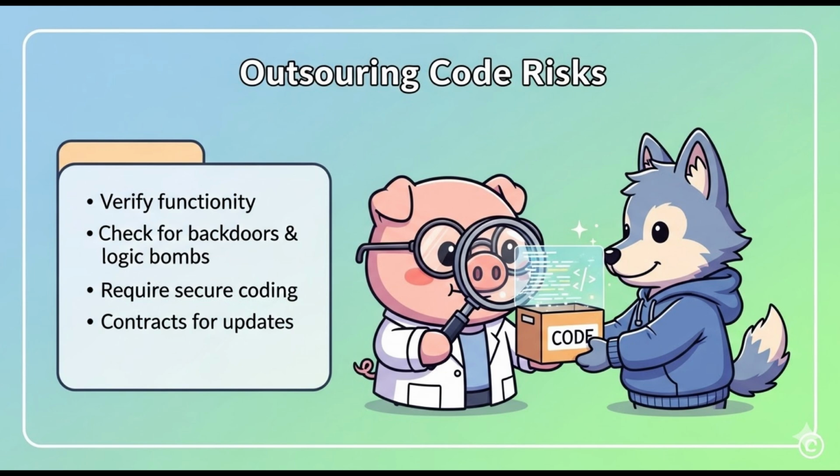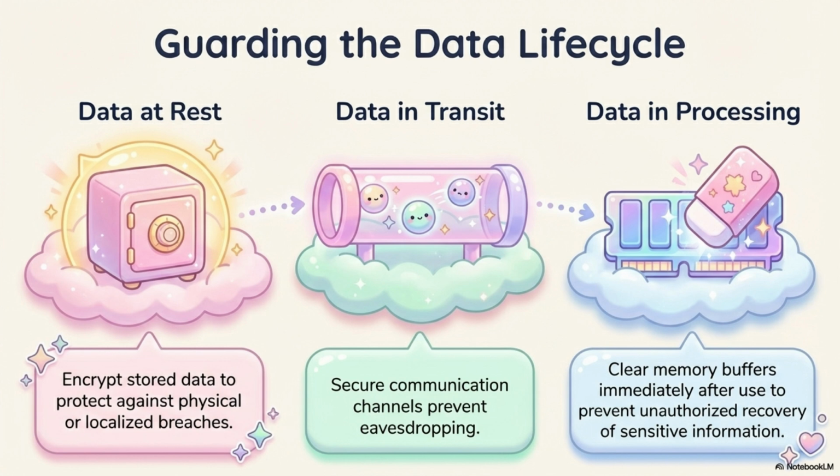Contracts should address long-term maintenance and updates. Without proper oversight, an organization could unknowingly deploy vulnerable or intentionally harmful software. Protecting data is central to secure application design. Data at rest, data in transit, and data in processing must all be safeguarded. Encryption commonly protects stored and transmitted data, while secure memory handling reduces exposure during processing. Applications should clear memory buffers after use to prevent unauthorized recovery of sensitive information.